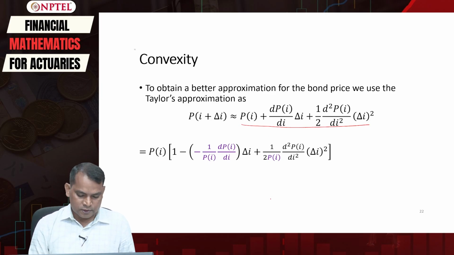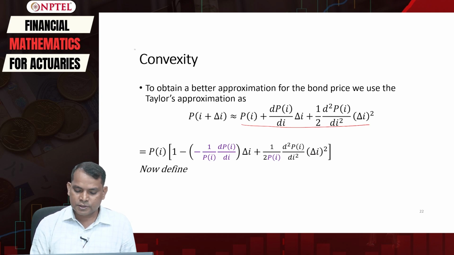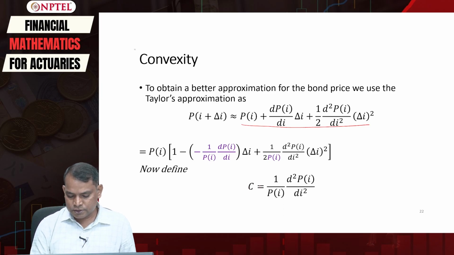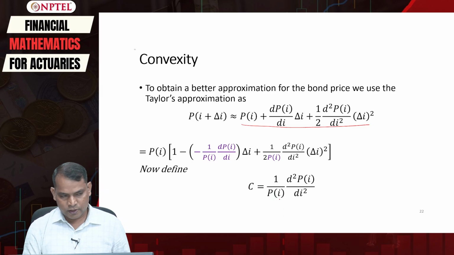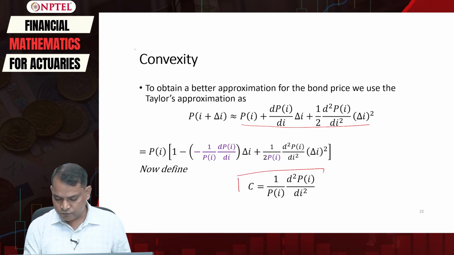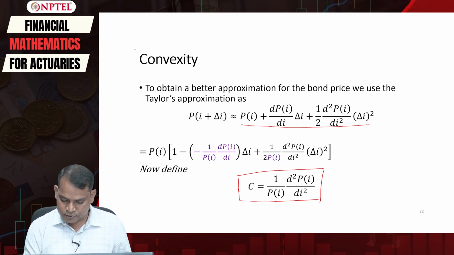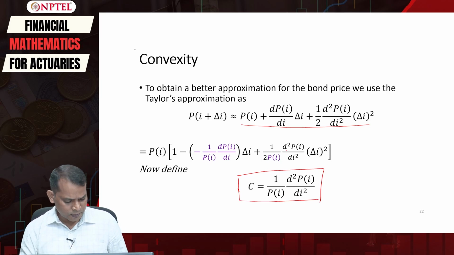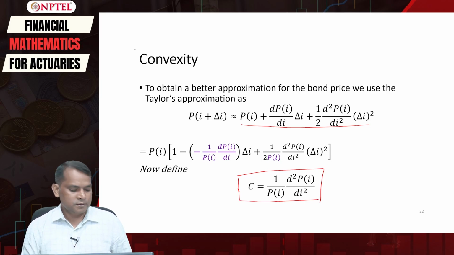We can now define the convexity as the second derivative of the price changes. So C is equal to 1 upon P(i) times d2P with respect to di squared. Having defined this, we can now substitute it in our equation later.